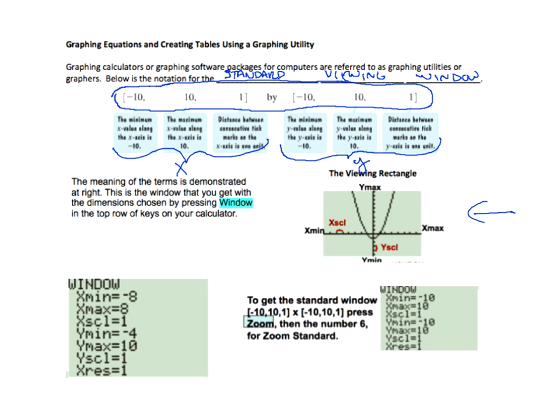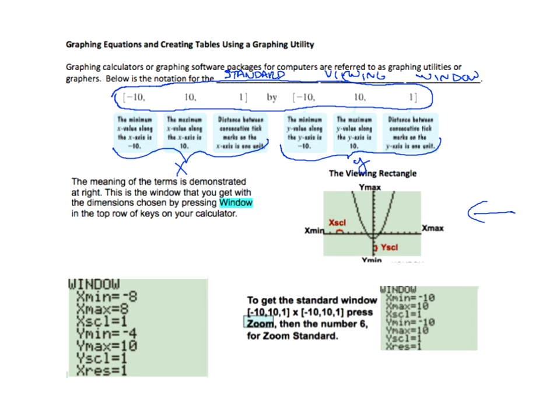So if you have your calculator, go ahead and grab it and click on the window key. I'm going to show you where that is on mine. The window key is right here at the top, the second one. It's going to bring up that window screen. You can see mine is actually set on the standard viewing window. It's -10 to 10 counting by ones, -10 to 10 counting by ones.